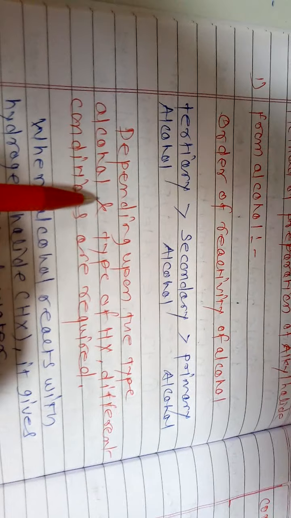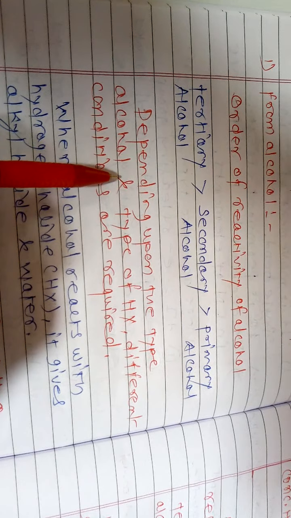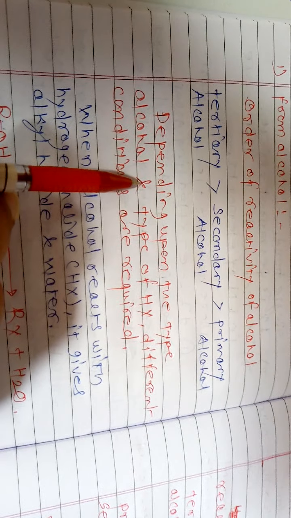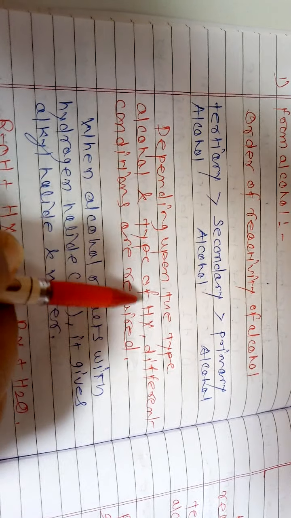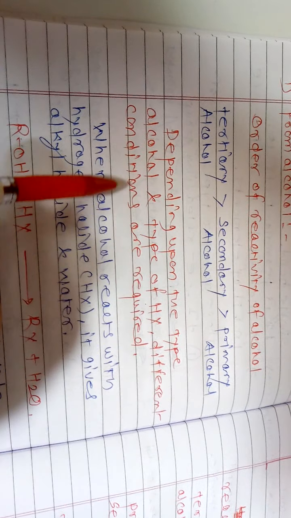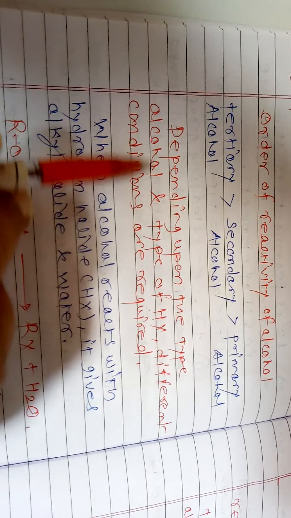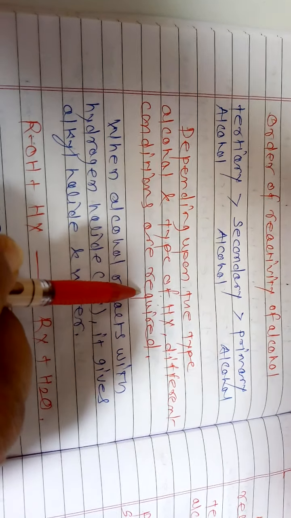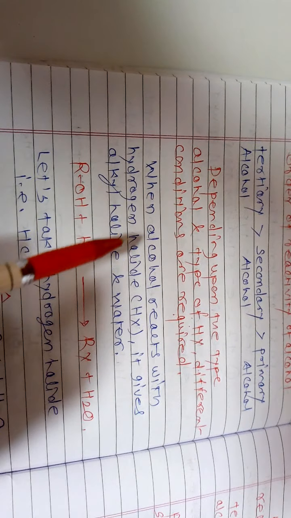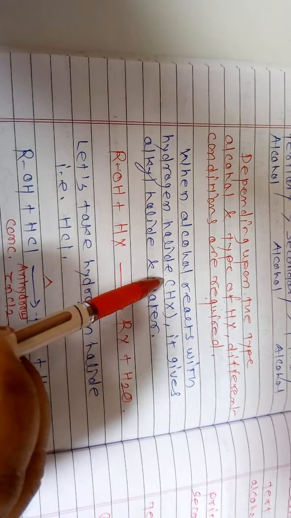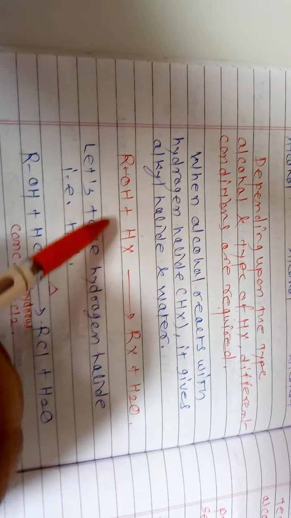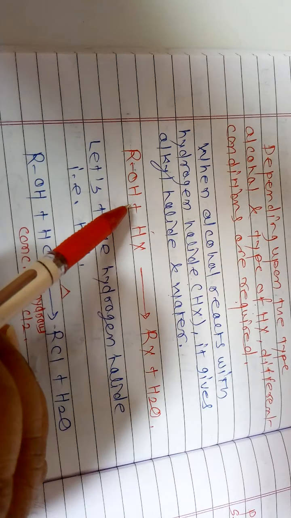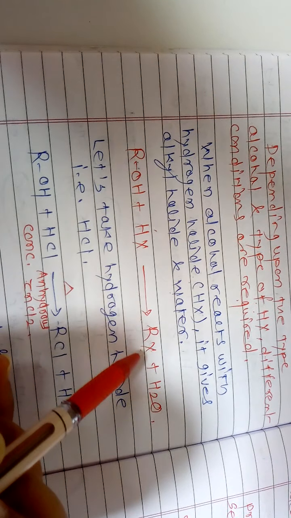For the preparation of alkyl halide from alcohol, the reaction condition depends upon the type of alcohol and type of HX. Which type of alcohol we use and which type of HX we take for the reaction, different conditions are required for the preparation of alkyl halide. So when alcohol reacts with hydrogen halide, it gives alkyl halide and water. So the general reaction is ROH plus HX, which gives RX plus H2O.